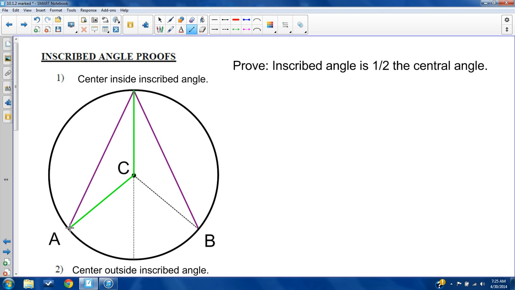Now, radii are congruent, okay? If radii are congruent, then I do have congruent sides in what looks to be a triangle right here. You see here in black, probably should have used a different color, but you see in black, I have a triangle. If I have two congruent sides in a triangle, that is called an isosceles triangle.